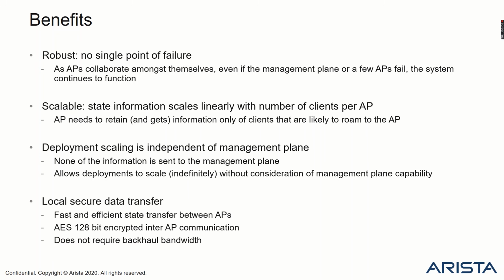And the data that is transferred between the APs is transferred locally, so it's fast and efficient. It is AES 128-bit encrypted, and as you noticed, it does not require backhaul bandwidth towards the cloud because no information is sent to either the cloud or to the on-premise controller that you might have. So there is no backhaul requirement. So that's the reason it's fast and efficient. It's robust. It's scalable.